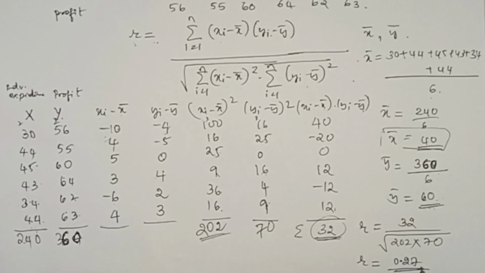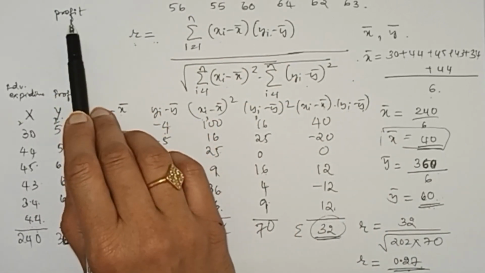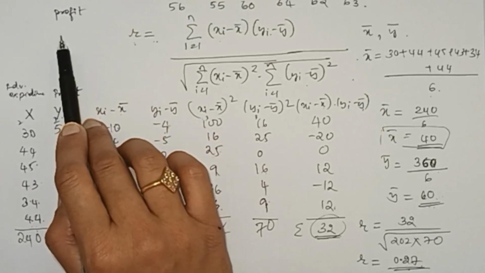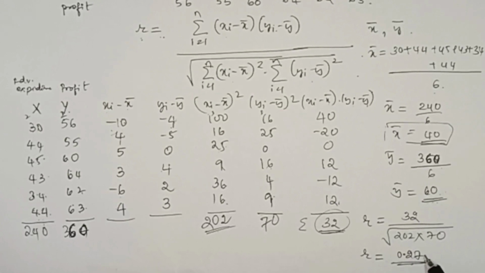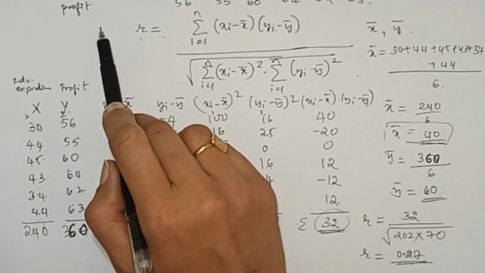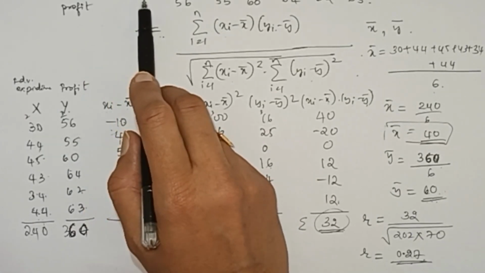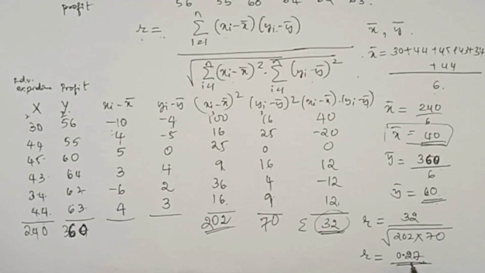So based on this, the value of r is positive. That means there is a positive correlation between advertisement expenditure and profit. That means if advertisement expenditure increases, profit also increases. Now, as r is very close to 0.25, hence there is a weak positive correlation between these two variables. Though it is a positive correlation, as one increases, the other one also increases. The value of r is 0.27. There is a weak positive correlation between advertised expenditure and profit.